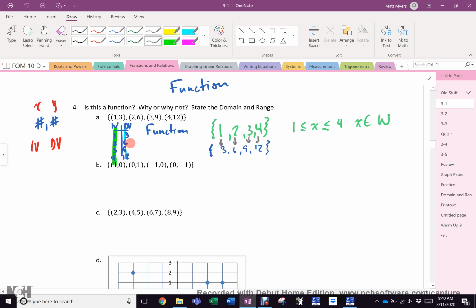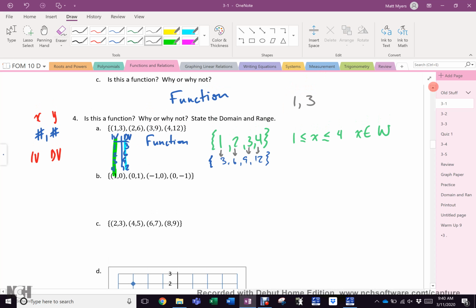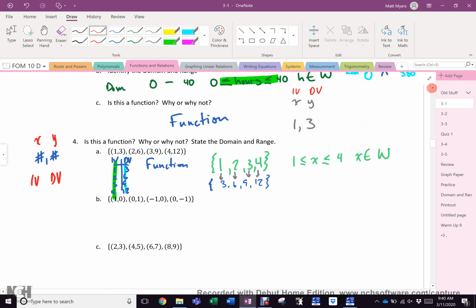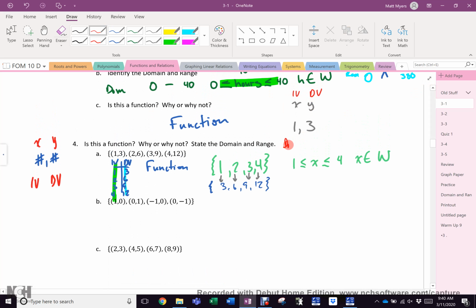And the dependent variable is the y value. Now, kids make a big mistake here all the time. When I write 1, 3, that's an x and a y, right? And it's also an IV and a DV, right? And it's also a domain value and a range value.